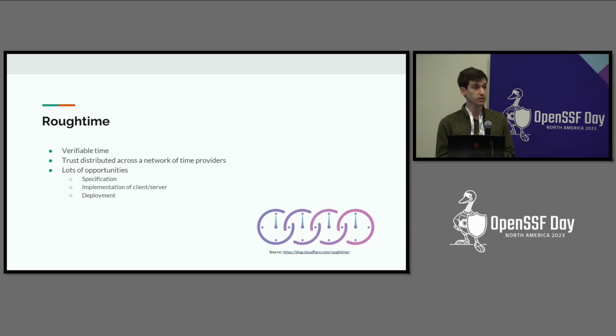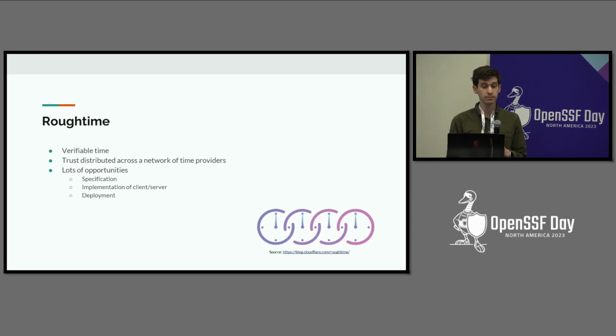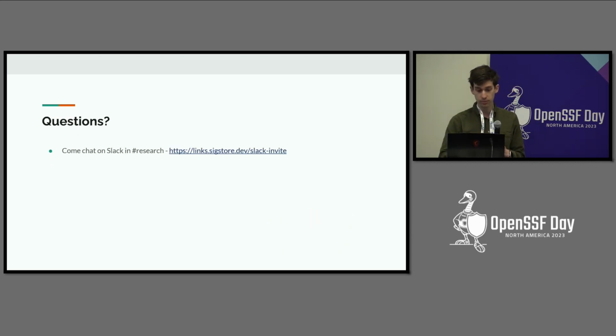Roughtime is a protocol that distributes trust across a network of time providers and makes it possible to detect any time provider that has some sort of clock skew, whether that be intentional in a malicious way or accidental. There's a lot of opportunities here, whether you want to work on specifications, implementation of the client or server, or also thinking more long-term into the deployment of a network of roughtime time providers. So this was a really quick overview of some opportunities for Sigstore.